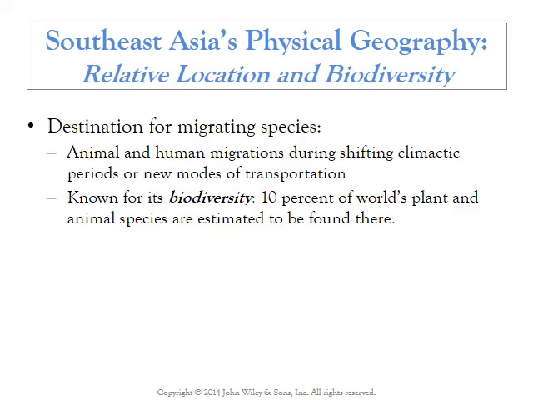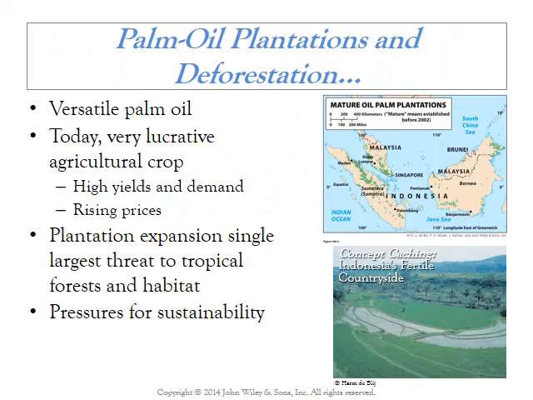Appreciate the fact that when we're dealing with so many islands, think about how climate change, sea level rise, sea level fall could allow for little land bridges to form, which would allow for the migration of species from one island to the other. Palm oil plantations and deforestation. This is becoming a very lucrative crop, partly because oil palms yield more oil per acre, per hectare, than some of the other crops such as soybeans and sunflowers.